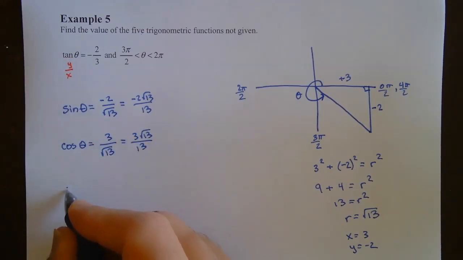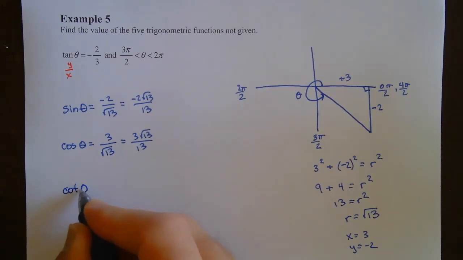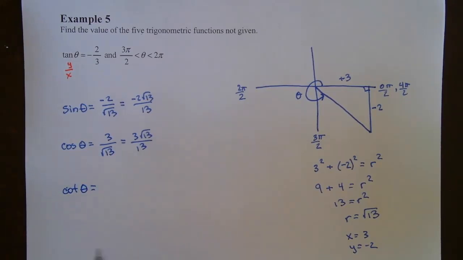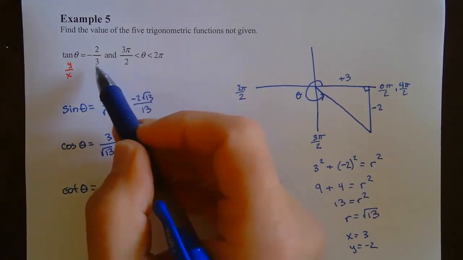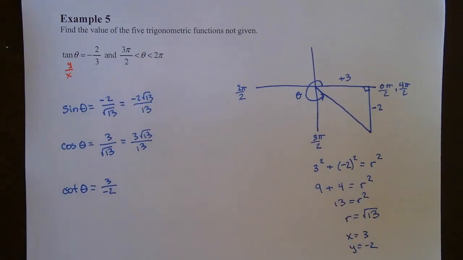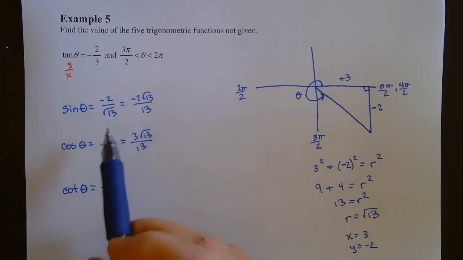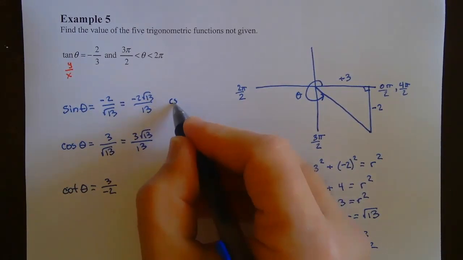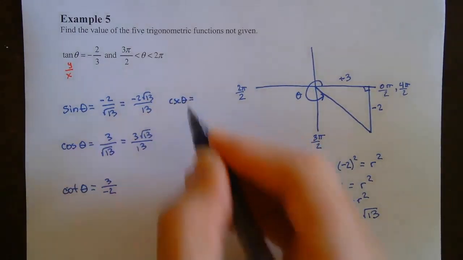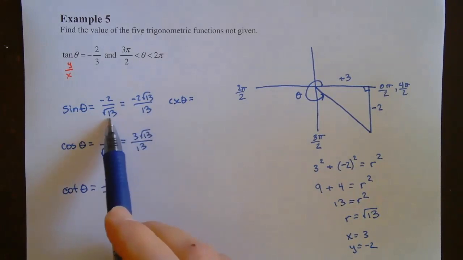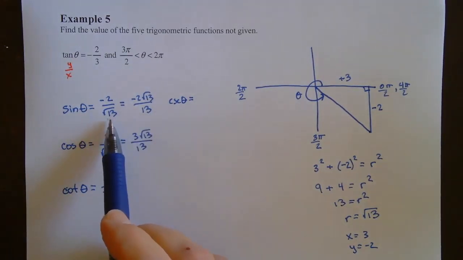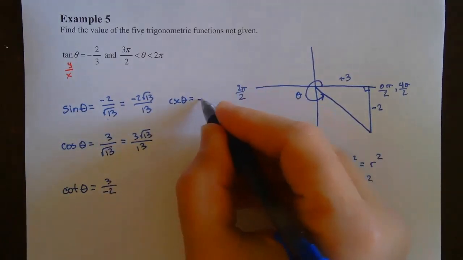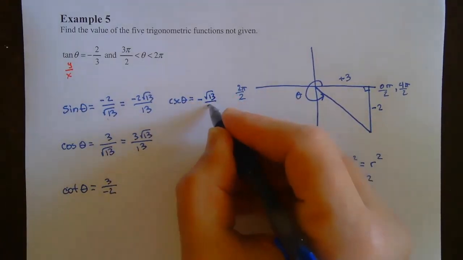So then I'm going to go ahead and do cotangent of angle theta. Tan is y over x, so this one's going to be x over y. So that'd be 3 over negative 2. And see how it's the reciprocal of the tangent, okay? All right, now next to the sine theta, I'm going to do cosecant theta. Which one's better to take the reciprocal of, right? It'd be this one, right? So this cosecant theta is equal to negative square root of 13 over 2.